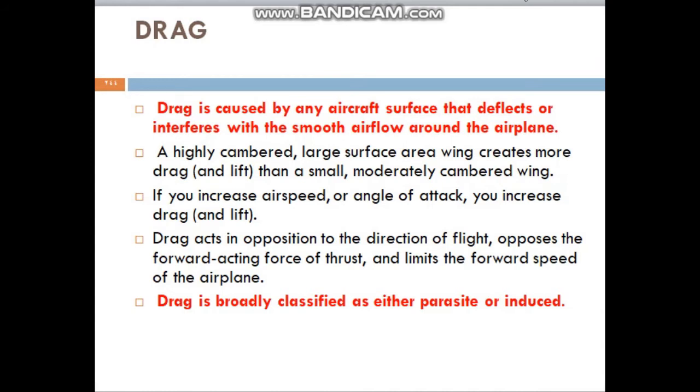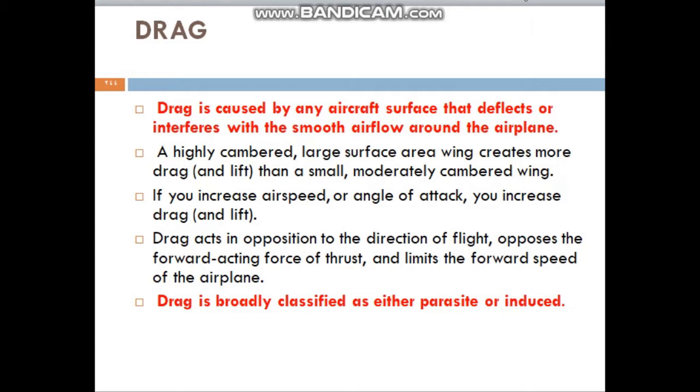Today we will talk about the last force that affects the aircraft, drag. Also we will talk about the aircraft axes. Drag is caused by any aircraft surface that deflects or interferes with the smooth airflow around the airplane.